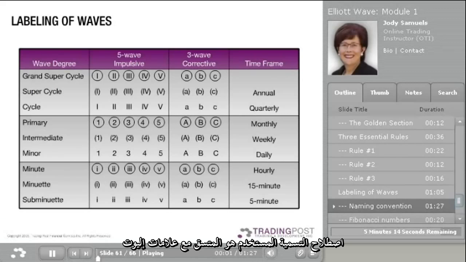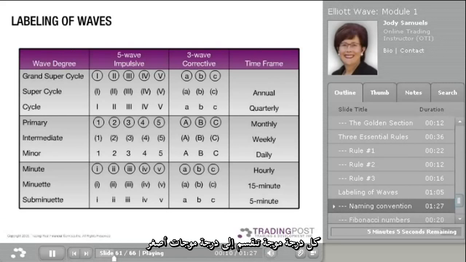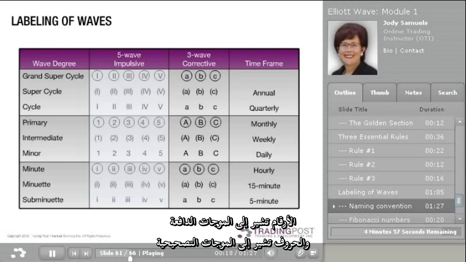The naming convention used is consistent with Elliott's labeling, as he named 9 degrees of waves, which you can see in this chart. Each wave degree subdivides into waves in the smaller degree. Elliott also added degrees as necessary. The numbers label the impulsive waves, and the letters label the corrective waves.